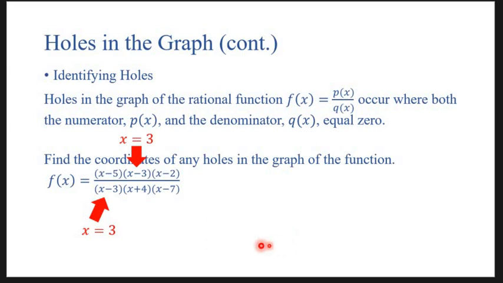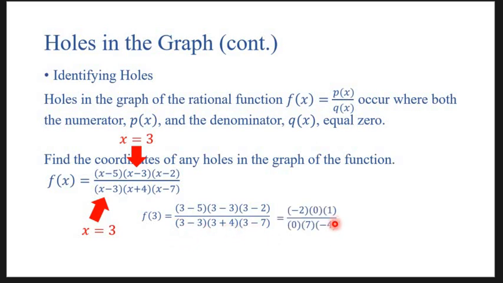If I plug in 3 for all the x's, I get 3 minus 5, 3 minus 3, 3 minus 2, 3 minus 3, 3 plus 4, and 3 minus 7, which amount to negative 2, 0, 1, 0, 7, and negative 4.